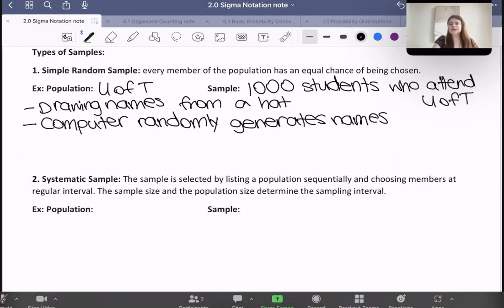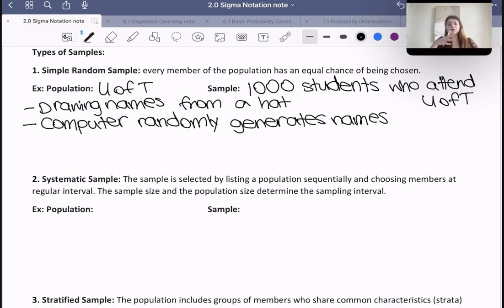So maybe the principal just randomly puts all the students' names into a generator on the computer, because writing down tens of thousands of students and putting them in a hat's probably not the easiest task. But they probably have a list somewhere of all the students, and then just randomly select those 1,000 and then email them, or figure out how we're going to actually sample them.